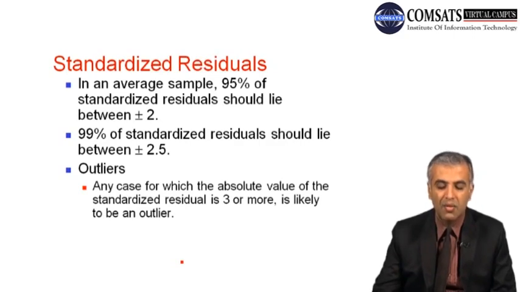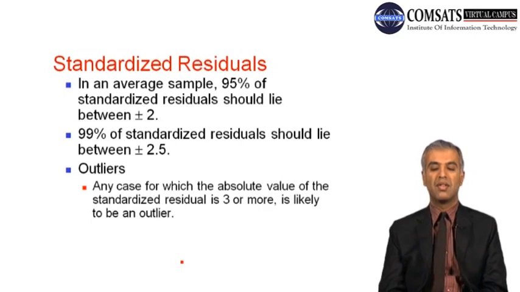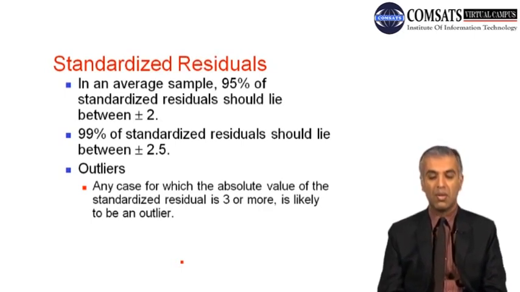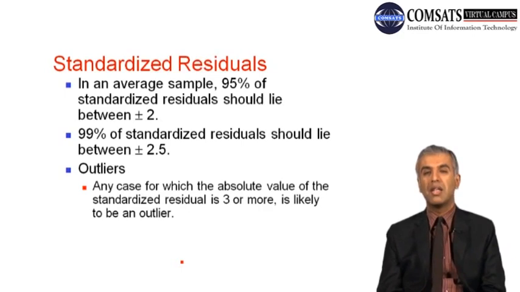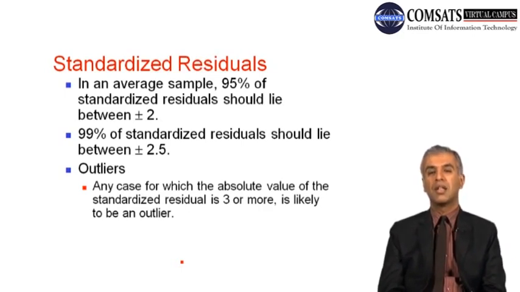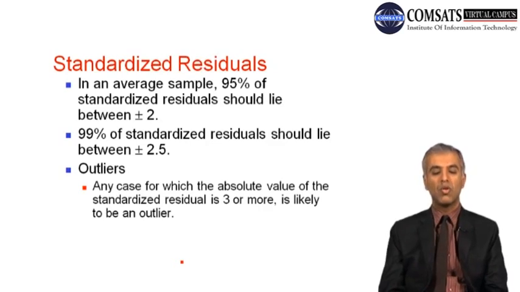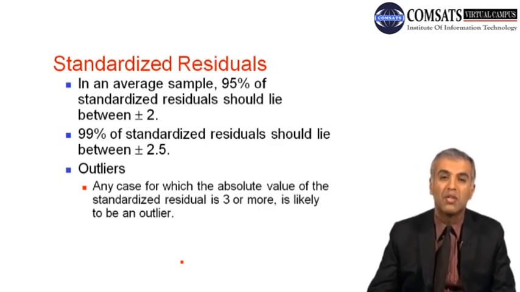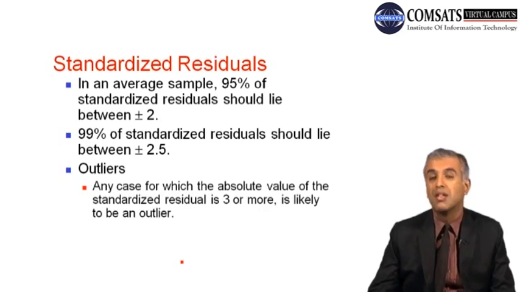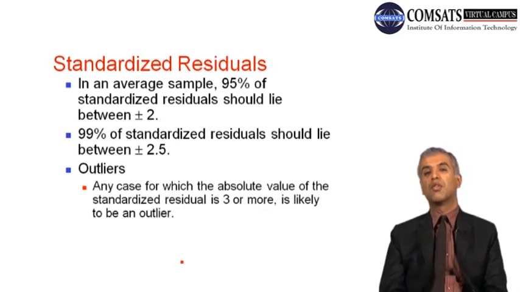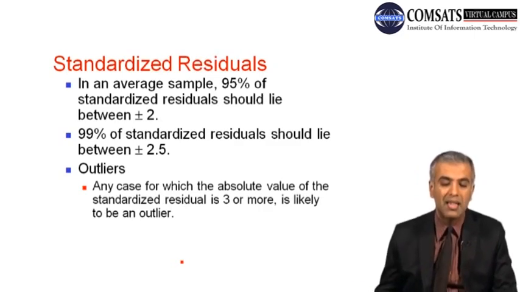In this case, any case for which the absolute value of the standardized residual is 3 or more is likely to be an outlier. We have already discussed this condition in the empirical rule, which clearly states that most residuals should lie within 2 standard deviations, and then again most of the values should lie within 3 standard deviations. So based on that, we can detect the abnormal values in this case.